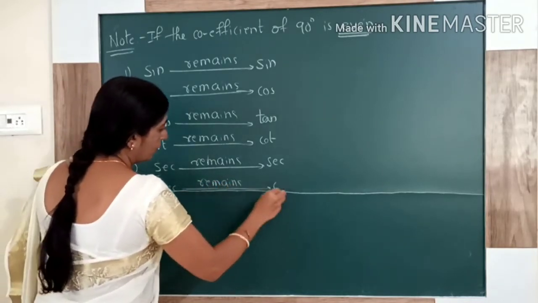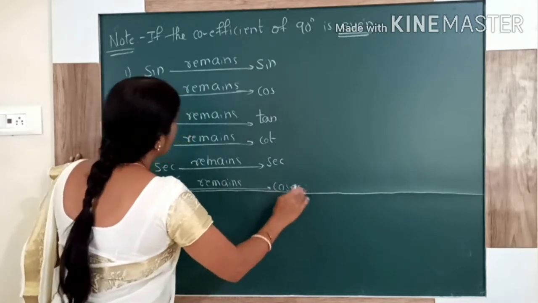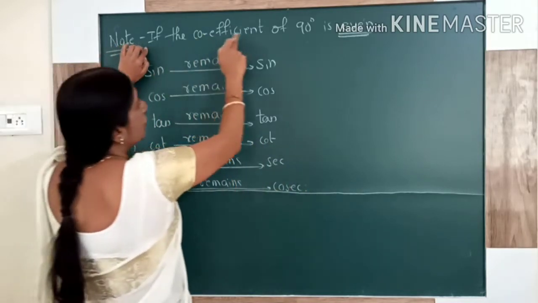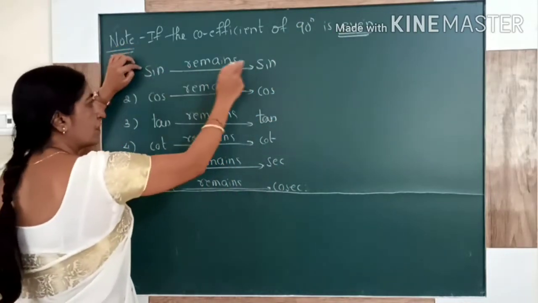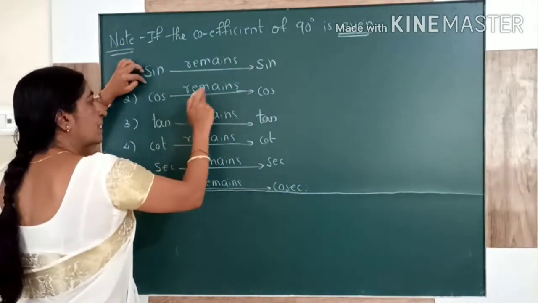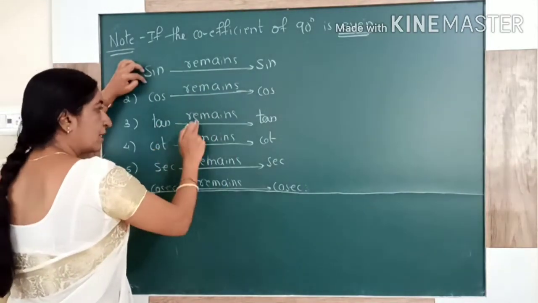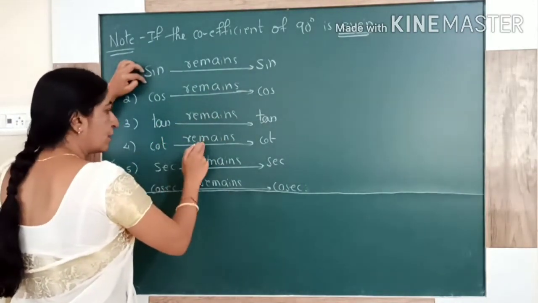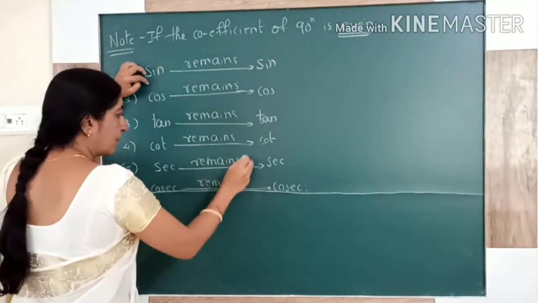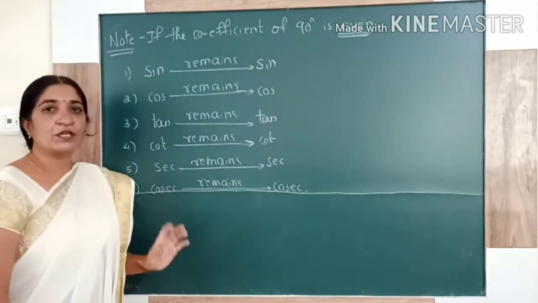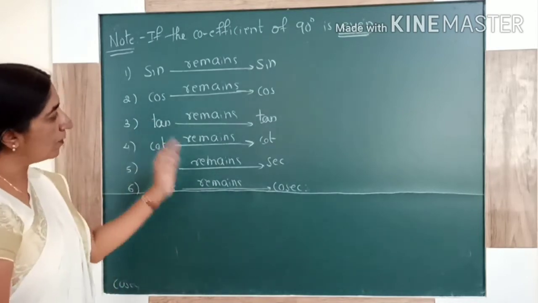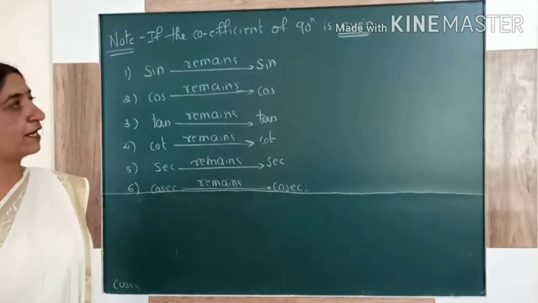See students, have you observed what it is? If the coefficient of 90° is even, then sin remains sin, cos remains cos, tan remains tan, cot remains cot, sec remains sec, cosec remains cosec. Just note it down on one paper. I will explain how to apply it when you are writing the allied angles.